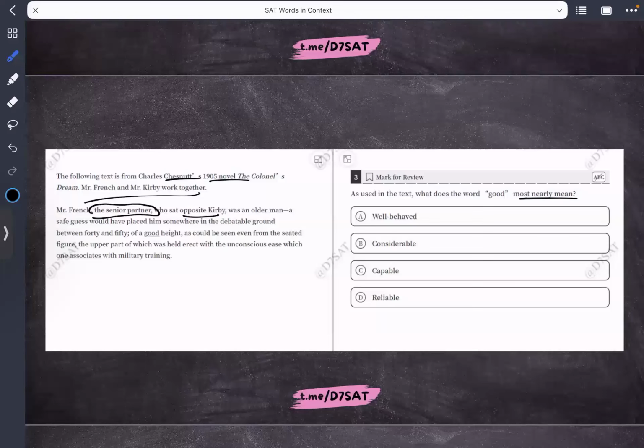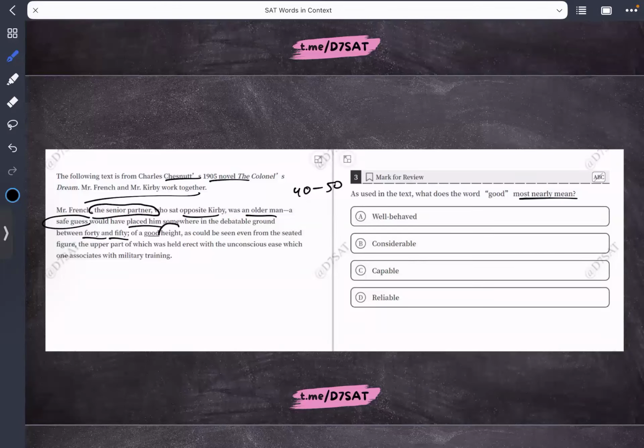Who sat opposite Kirby, was an older man. A safe guess would have placed him somewhere in a debatable ground between 40 and 50. We are guessing the age of a person, like somewhere around 40 or 50. Sometimes when you see a strange person, you can say they are maybe in their 30s, maybe 35, or even 40, because it's really hard to guess for some people, right?